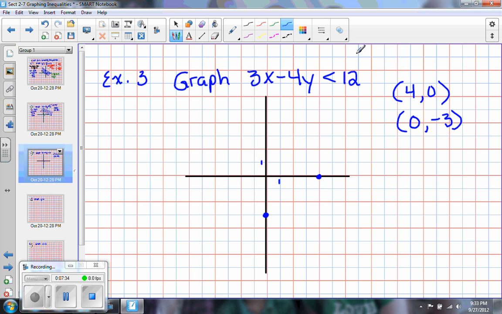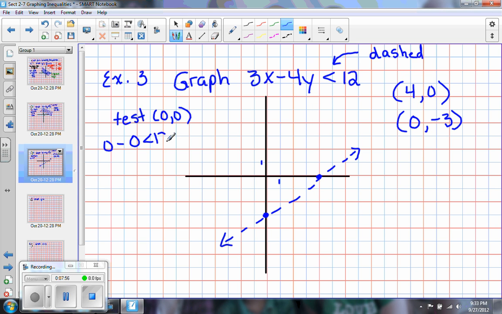Before I connect them, I have to think dashed or solid. So hopefully you realize that this is going to be dashed. And then once again, I test a point. So again, I can test 0, 0 since my line does not go through 0, 0. I get 0 minus 0 is less than 12. 0 is less than 12 is true. So that means I need to shade the side that includes 0, 0. So I'm shading this side of the line.